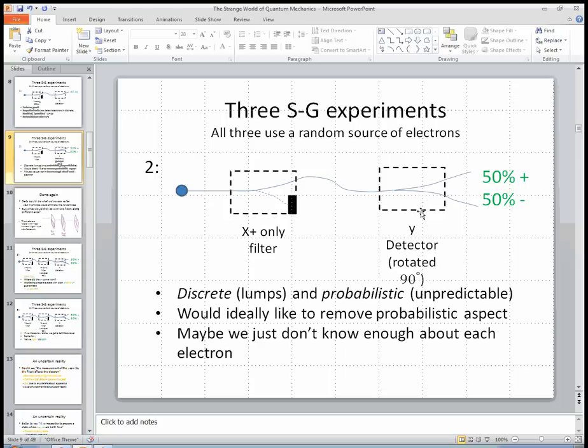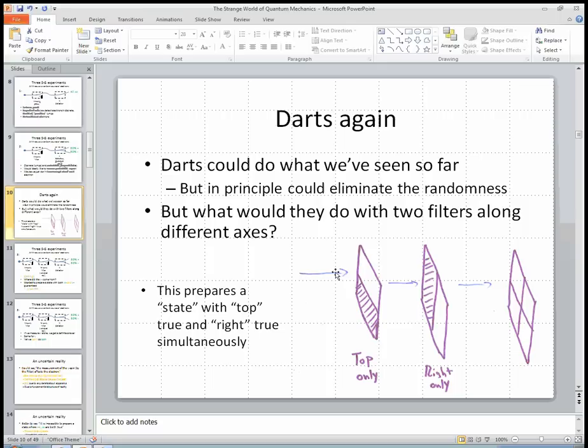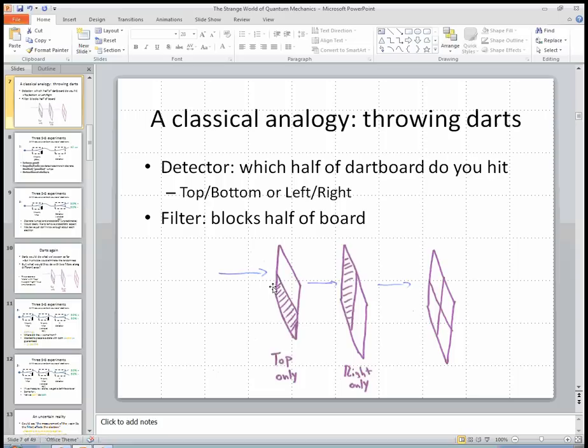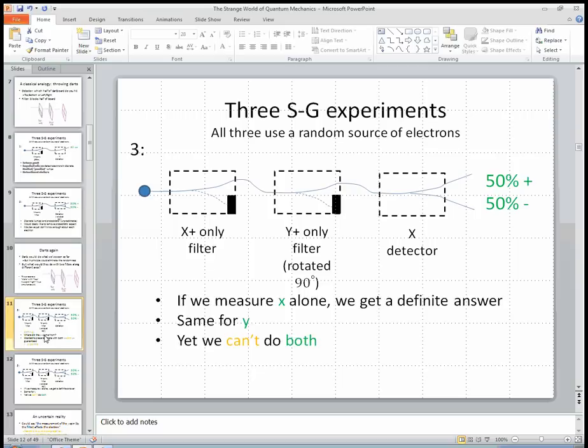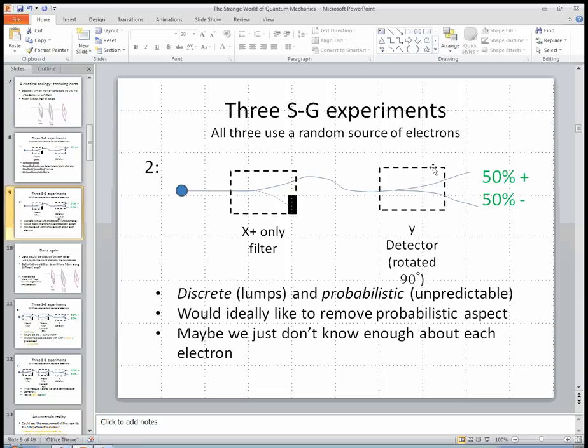So this is very, very similar to, here we are. It's the same picture. Actually, I shouldn't click ahead, though. Very similar to the discussion here. I'm looking at things that measure in one direction and then things that measure in a different direction. So let's go back to, where is it? Here we are. Okay. So I've got the X plus electrons here, and then I detect their Y, and I get half plus and half minus. That's interesting.